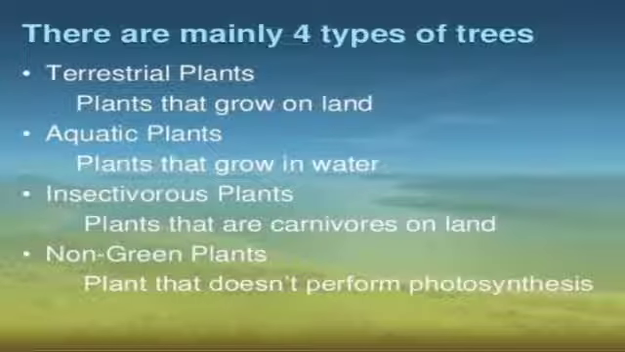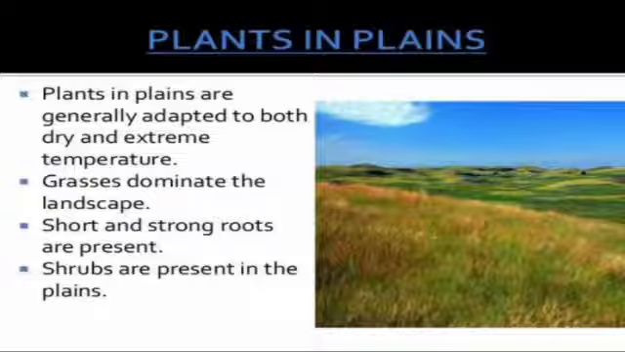First one, terrestrial plants. The plants that grow in land habitats such as plains, cold and snowy mountains, marshy lands and deserts are called terrestrial plants. So first, plants that grow in plains. The climate in the plains can range from very hot to very cold.